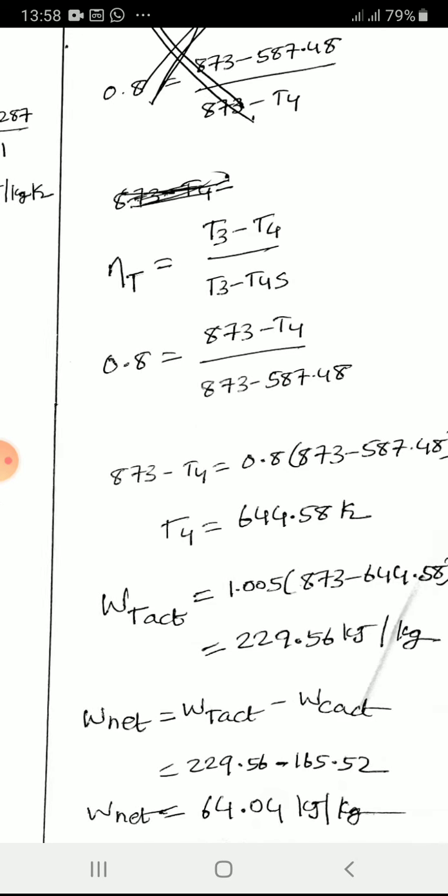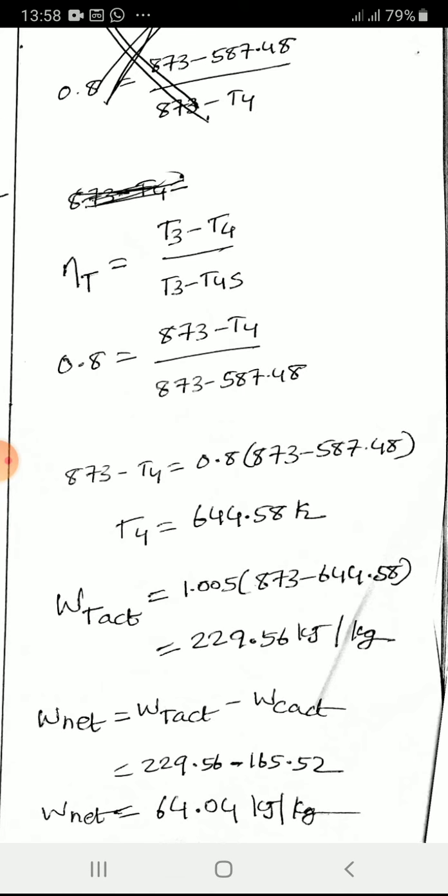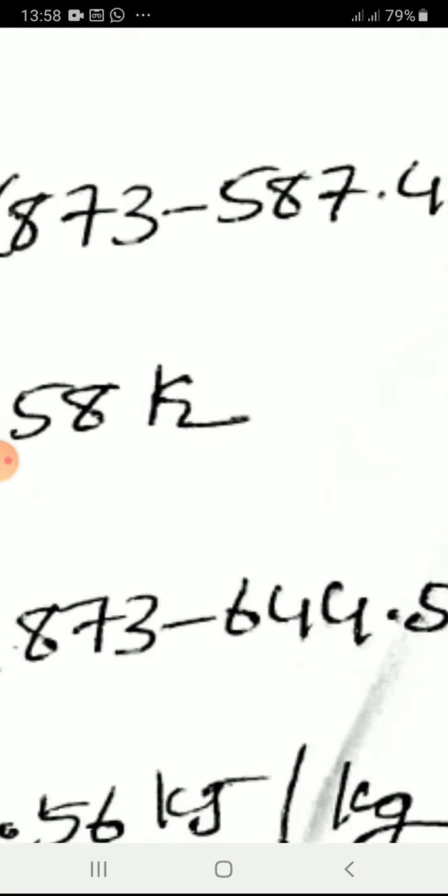Turbine work will be equal to Cp into T3 minus T4, which is equal to 229.56 kilojoules per kilogram. Net work is calculated as WT actual minus W compressor actual. Net work is nothing but the summation of all the works available in the system. So the summation of all the works here means turbine work, which is positive, and compressor work, which is negative because we are supplying work to the compressor. Turbine work we are extracting from the turbine, therefore turbine work is positive. So 229.56 minus 165.52 is coming as 64.04 kilojoules per kilogram.